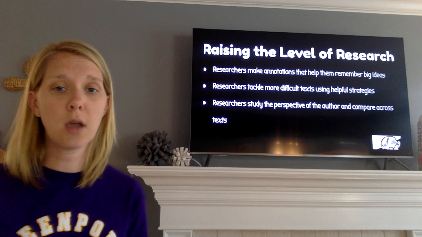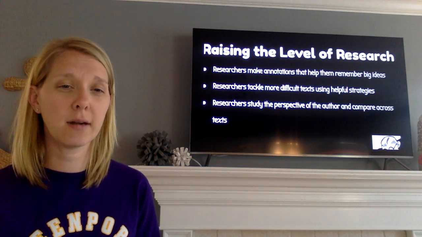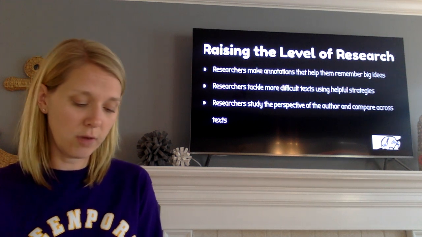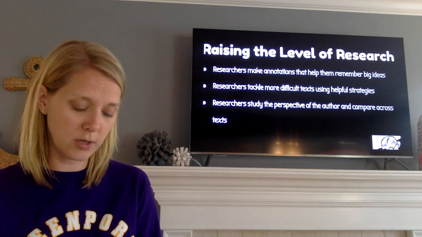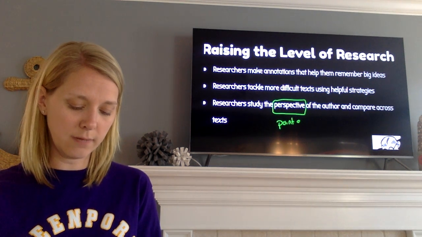And today, what we're going to talk about is how researchers study the perspective of the author and compare it across texts. Let's just remember, we try to figure out perspective. It means what their point of view is.